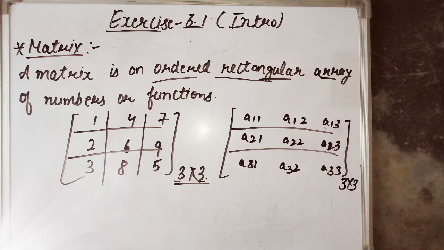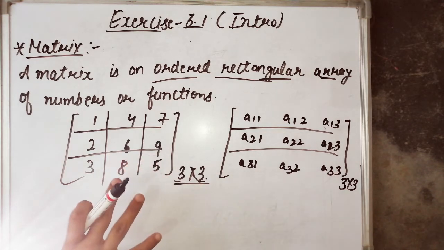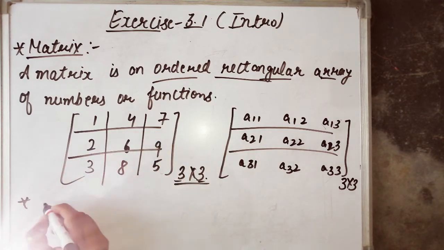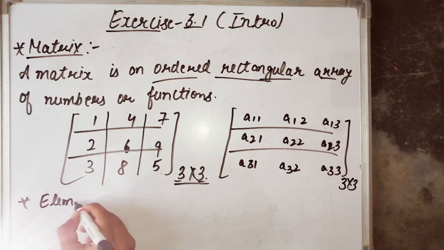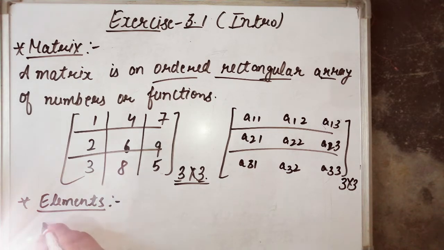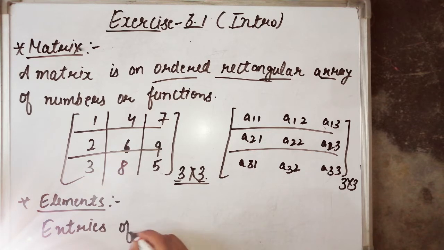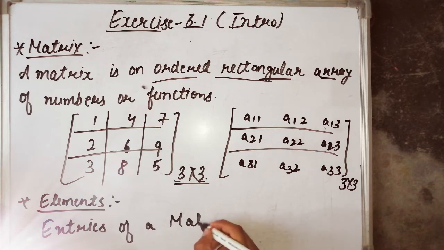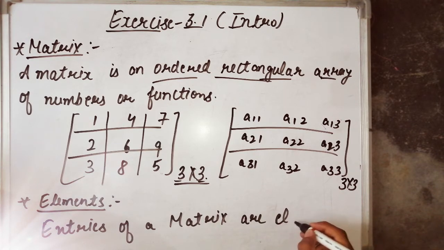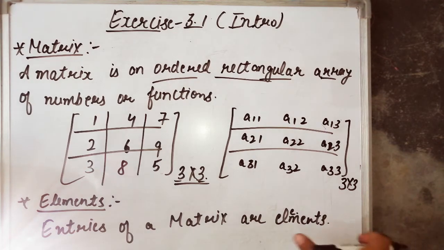The definition of elements given according to NCERT is: the entries of the matrix are known as elements. Entries of a matrix are elements. I just forgot to write down the E here, that's why I'm writing it: elements.